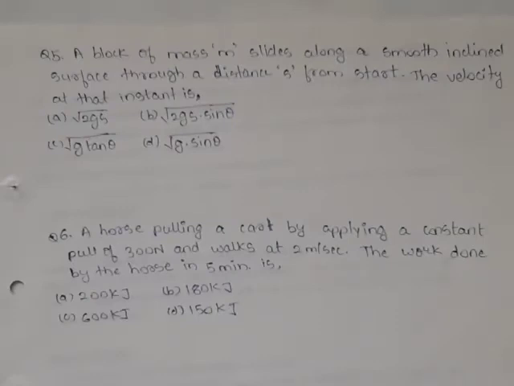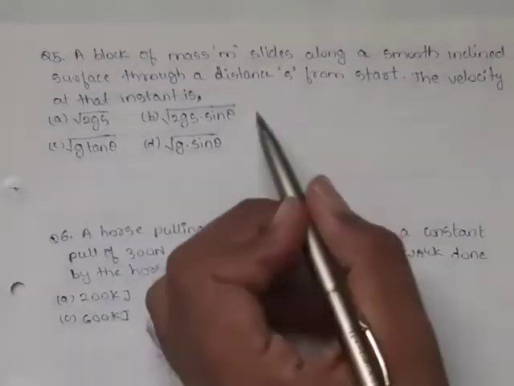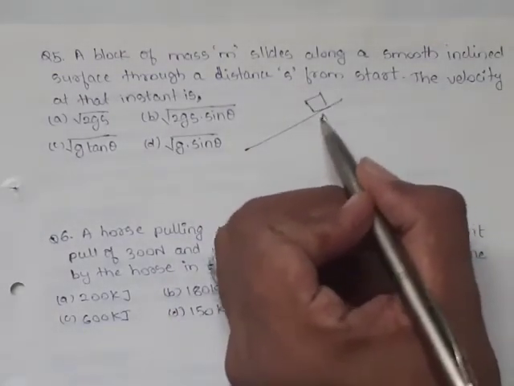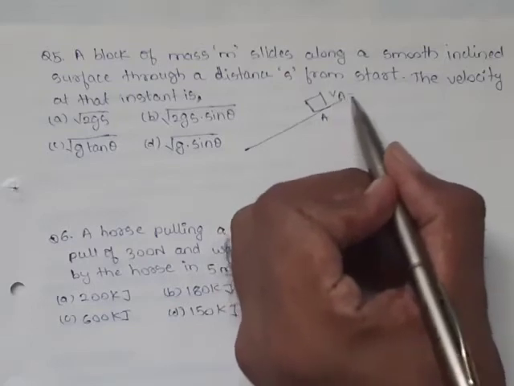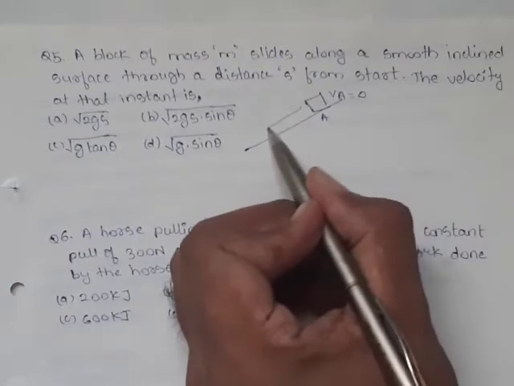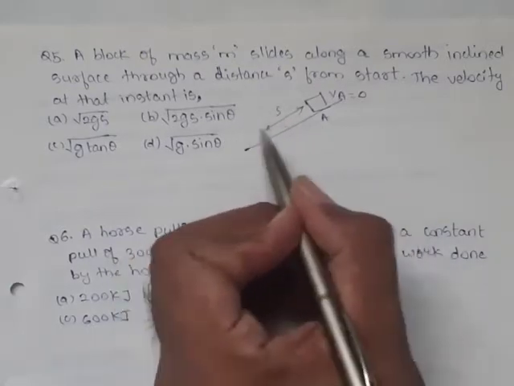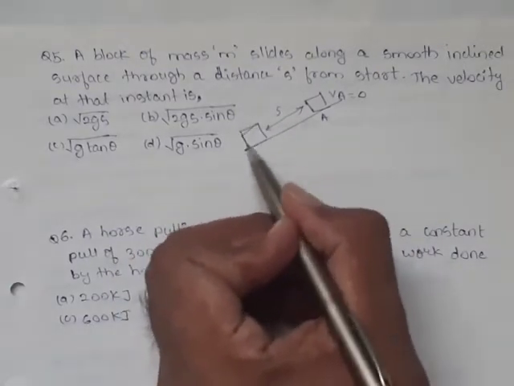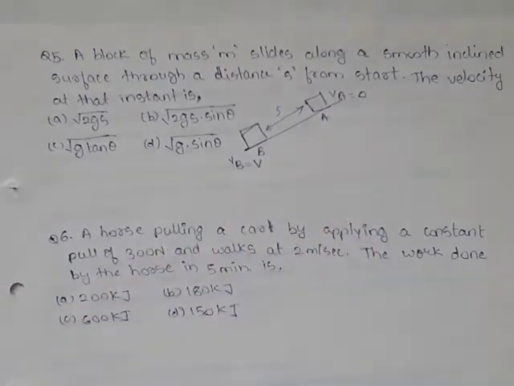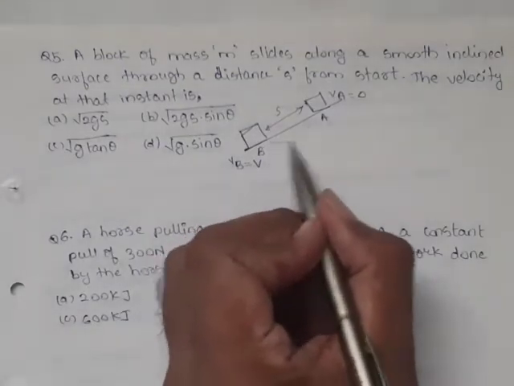Question 5: a block of mass M slides along a smooth inclined surface through a distance s from start. The velocity at that instant is. Suppose we draw a figure. This is the inclined path, starting at point A. Initially the velocity VA is taken as 0. Then it starts sliding, covers distance s, and finally at point B, what will be the velocity VB? That is asked. Here it is making angle theta.